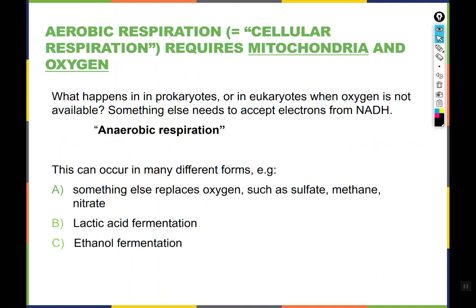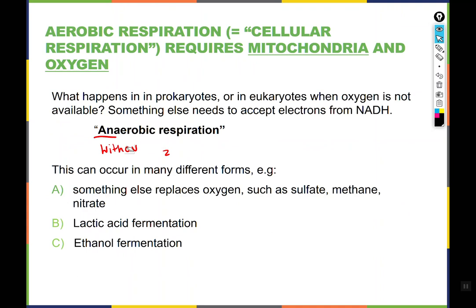Okay. Aerobic respiration. This requires mitochondria and it requires oxygen. And not all organisms that are alive have mitochondria or live in places where oxygen is available. So in those cases, something else needs to accept electrons from NADH instead, because otherwise, why would you make NADH? It has no intrinsic value by itself. Its only use is to pass electrons around. So we call this anaerobic respiration, which means without oxygen. And this can occur in many forms.